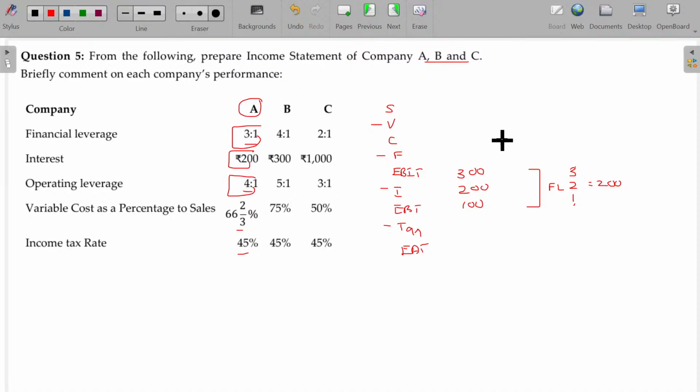Operating leverage is nothing but the relationship between C and EBIT. If the contribution is 4, the EBIT is 1 and the fixed cost is 3. We found that 1 share is equal to 300, so 3 shares should be 900. Contribution should be 1200.